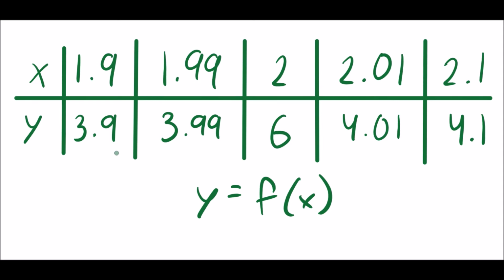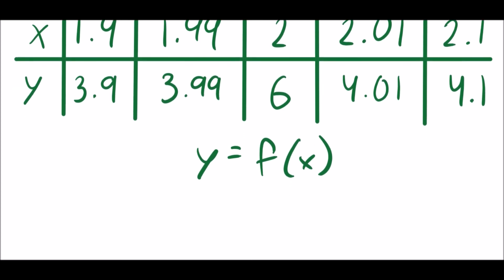So we see as we come in from the left, it gets closer and closer to 4, but then there's a 6. And then as we continue on to the right, it just kind of goes back down to 4. So there's probably a discontinuity happening here. But regardless, let's just apply some calculus and see what happens.